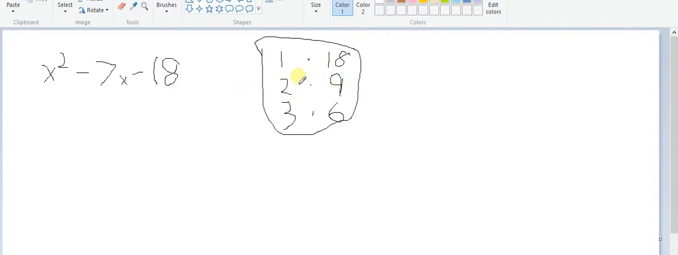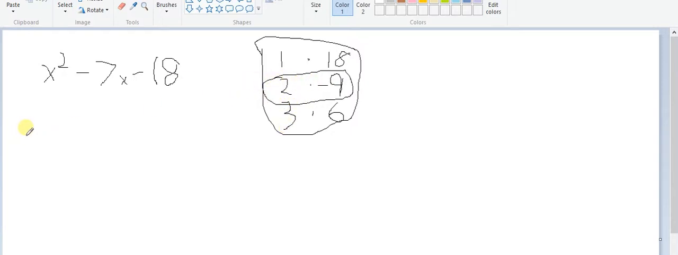2 times 9 definitely gets you 18. Now one has to be negative, so let's make the 9 negative. So we got 2 times negative 9, which is negative 18, and then we got negative 9 plus 2. When you add these two numbers together, you get negative 7, which is our right answer. So these are the two numbers we've been looking for.